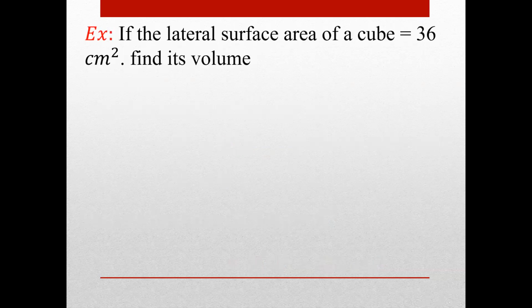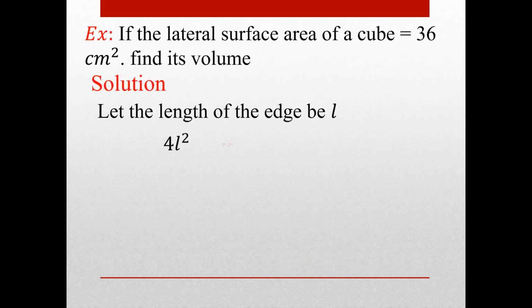Another question: if the lateral surface area equals 36, find its volume. Here I want to know the length of each edge. The length of each edge is equal. The lateral surface area is 4L squared, so 4L squared equals 36. I want L, so L squared will be 36 divided by 4.